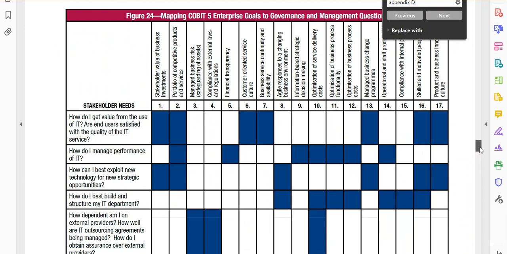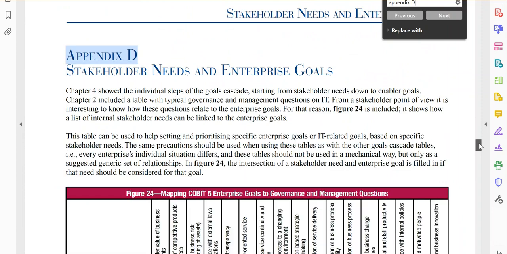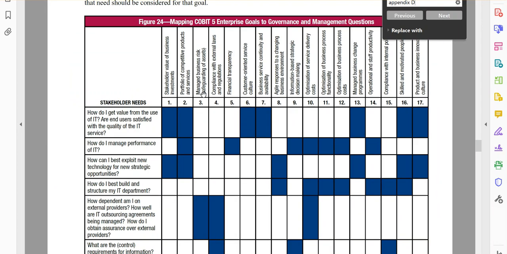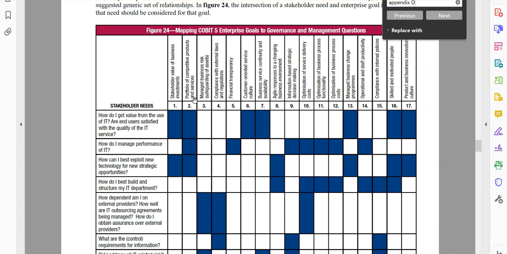We have stakeholder needs, so we are mapping stakeholder needs. We have around two pages of stakeholder needs. These are the questions they raise before they invest in this company or in this organization. And we have 17 enterprise goals which are defined by COBIT. So what we are doing now is a mapping exercise. This question, let's say, how do I manage performance of IT? This is mapped with objective numbers 2, 5, 9, 10, 11, 12, 14. So this is for the appendix. We are doing it for all the questions that stakeholders have in mind.